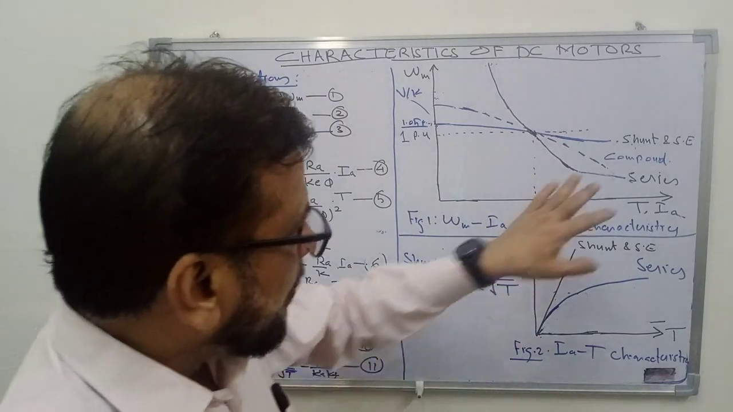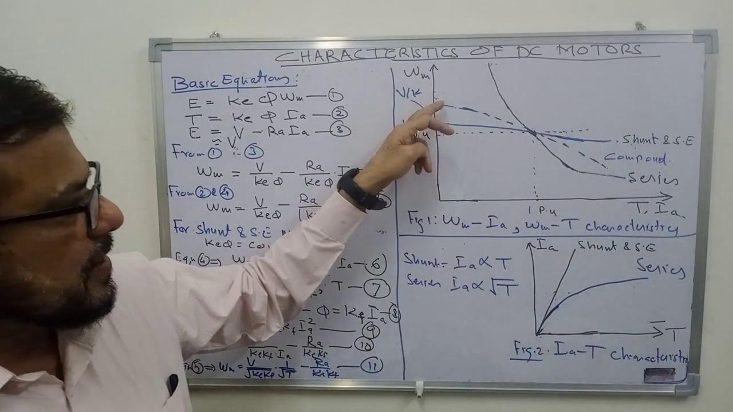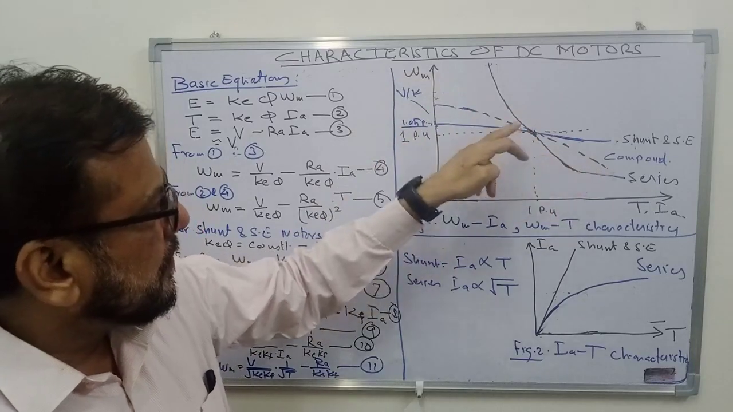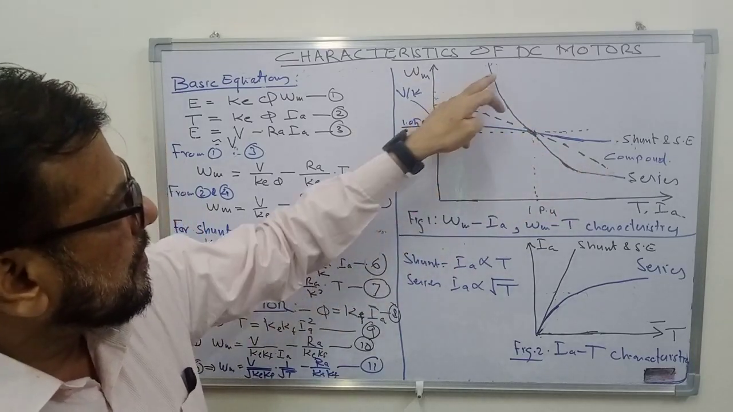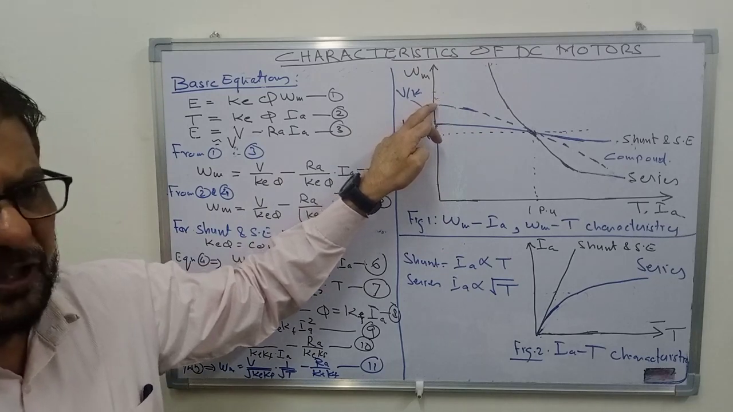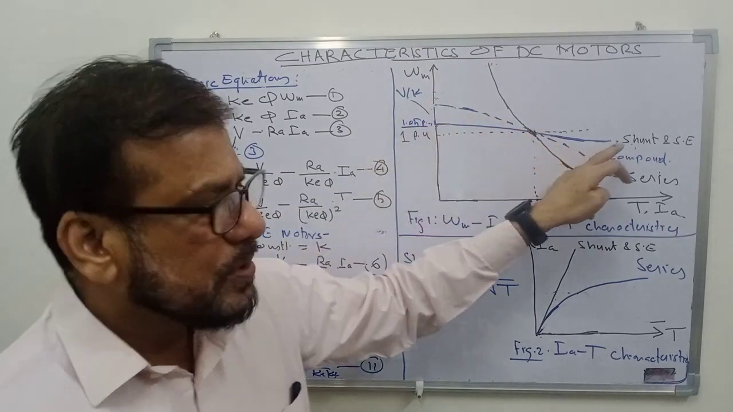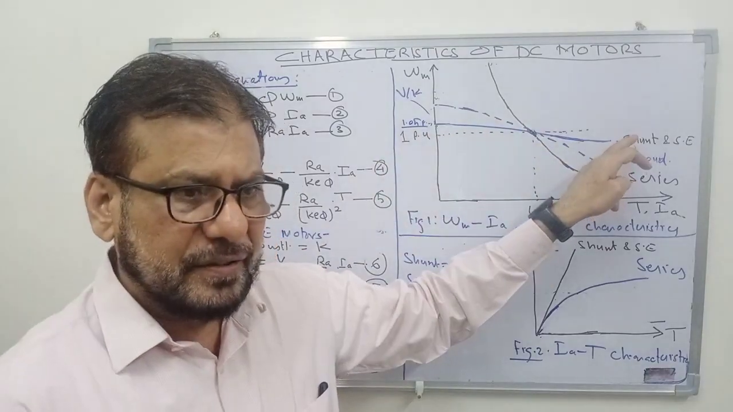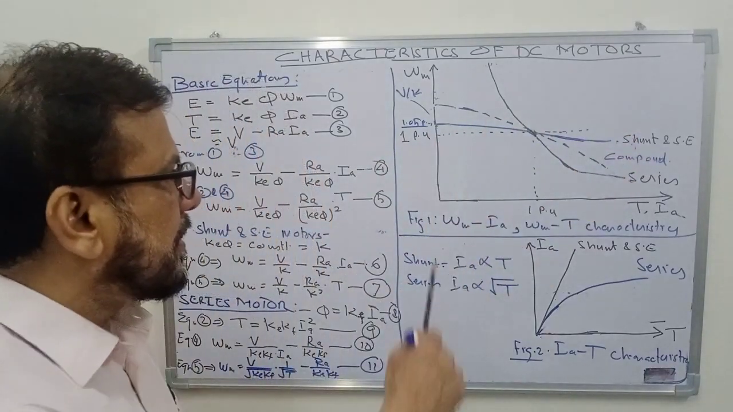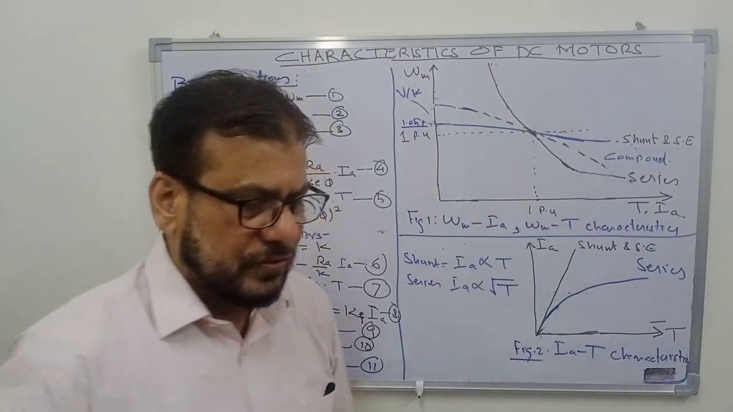In the case of compound motor, that is cumulatively compounded motor, the characteristic is in between these two characteristics. So the no load speed is not dangerously high. It is limited by the flux produced by the shunt field winding, and it is more drooping as compared to shunt and separately excited DC motor. So this means that the characteristic of compound motor is in between the shunt and series motor.